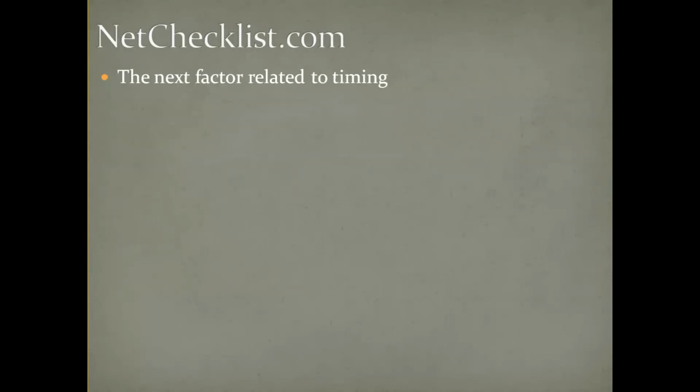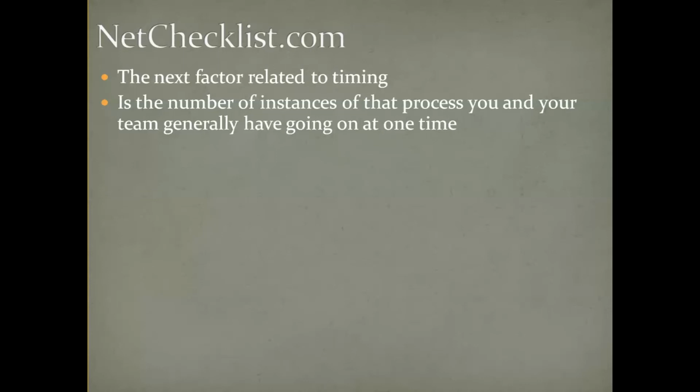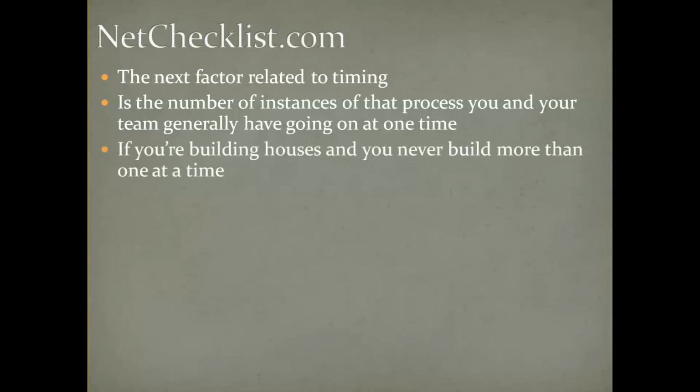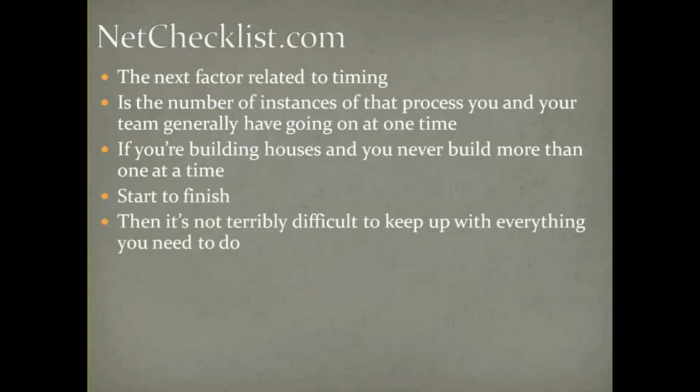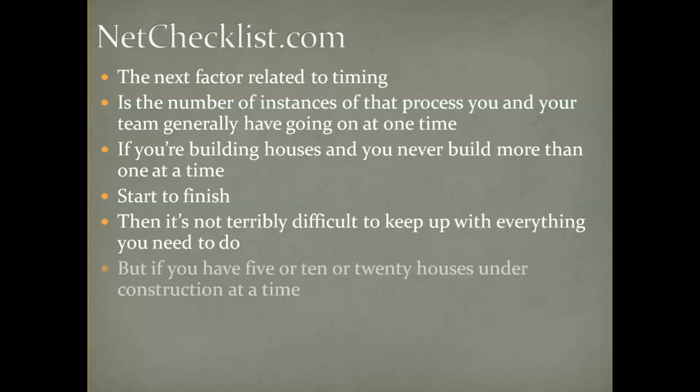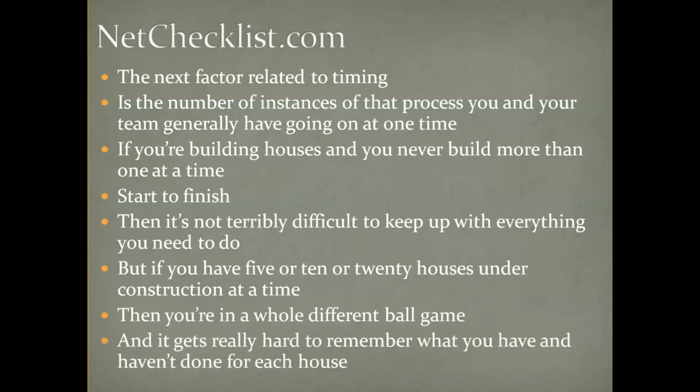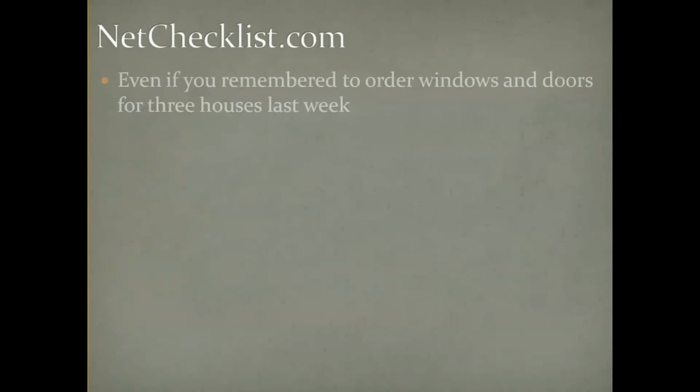So the next factor related to timing is the number of instances of that process that you and your team generally have going on at one time. To use an example, if you're building houses and you never build more than one at a time, start to finish, then it's not too terribly difficult to keep up with everything that you need to do. But if you typically have 5 or 10 or 20 houses under construction at one time, then you're in a whole different ballgame. And it gets really hard to remember what you have and haven't done for each house.